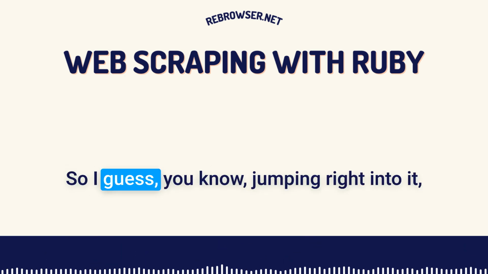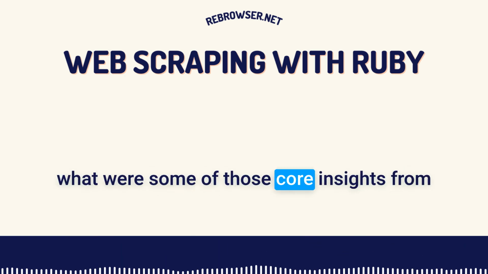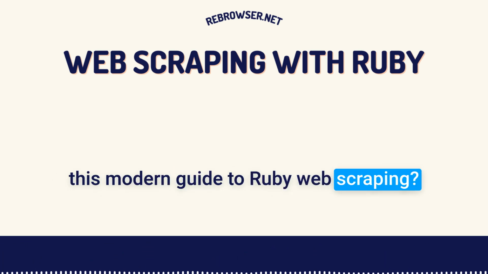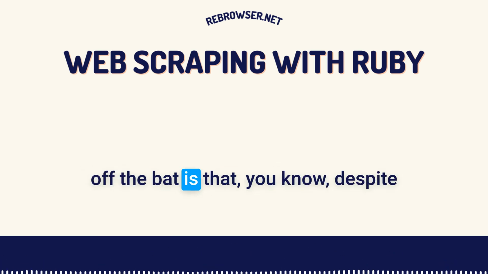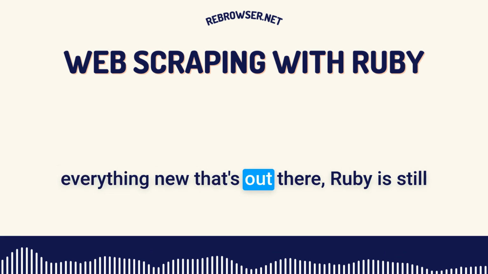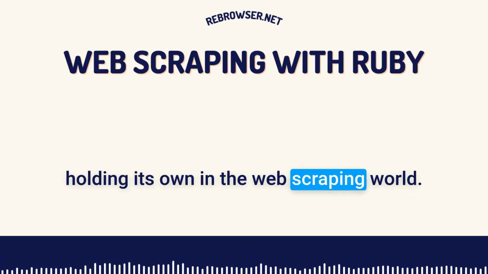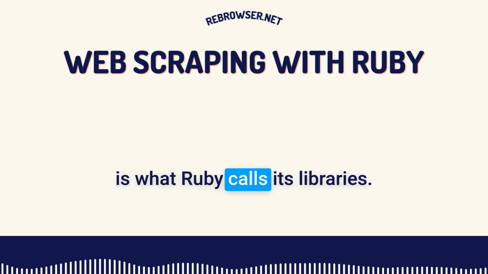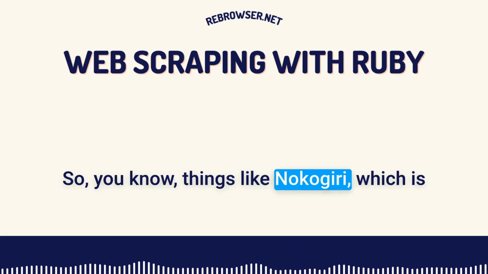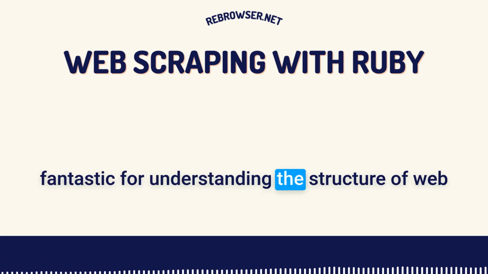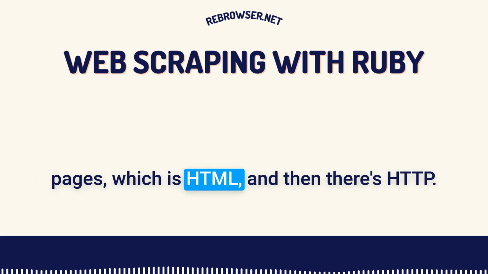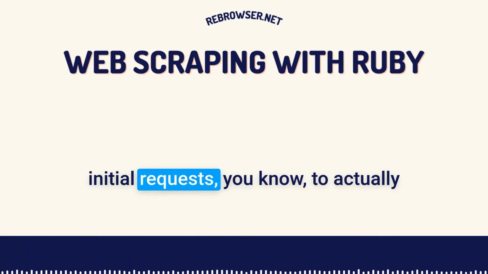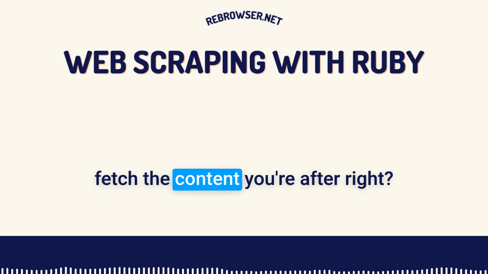Exactly. So jumping right into it, what were some of those core insights from this modern guide to Ruby web scraping? Okay, so one of the big takeaways right off the bat is that, despite everything new that's out there, Ruby is still holding its own in the web scraping world. And a big part of that is because of its really powerful gems, which is what Ruby calls its libraries. Things like Nokogiri, which is fantastic for understanding the structure of web pages, which is HTML, and then there's HTTParty. That one lets you make those initial requests to actually fetch the content you're after.